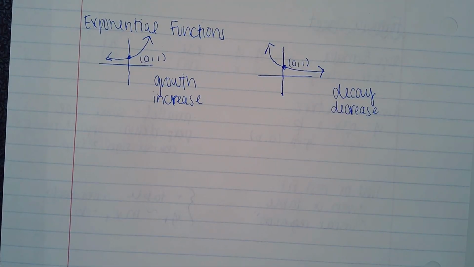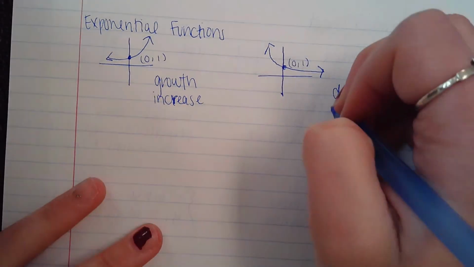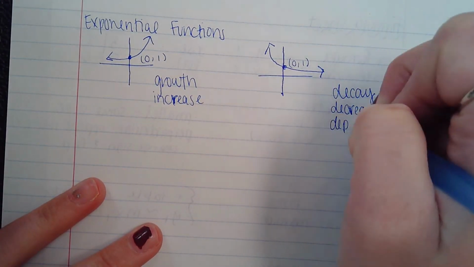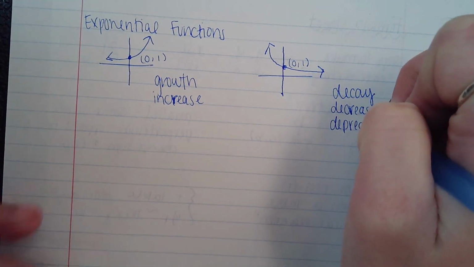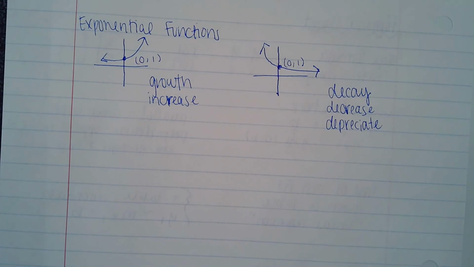There was a fancy word they used for decay. It was depreciate. Do you remember that? And it means that it's like going down or getting smaller every time. So I'm going to put depreciate. You may hear appreciate instead of depreciate for like increasing. It's very, very rare. I don't know that you'll actually see it in this class.